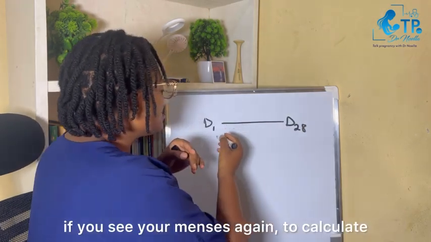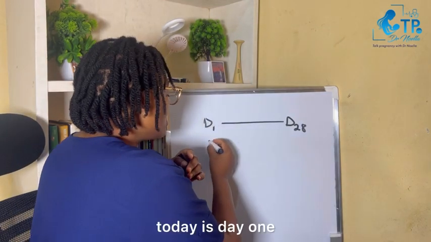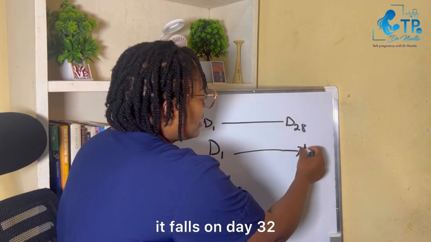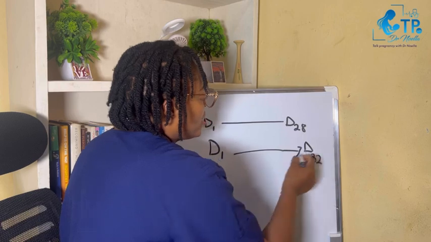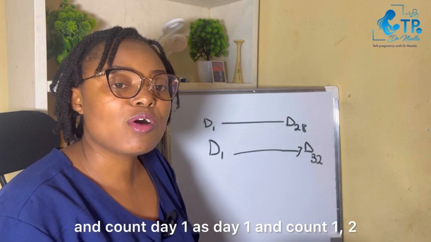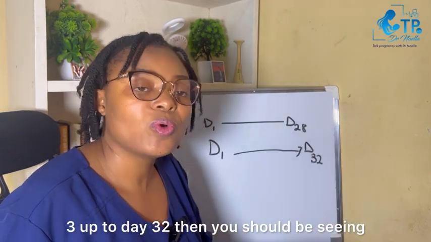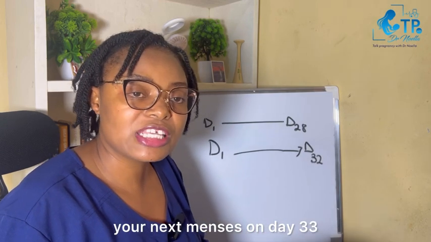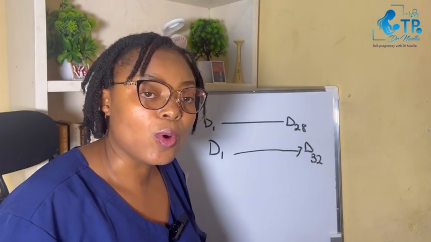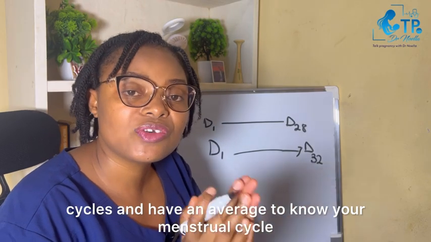Another person might say today is day 1 and the next cycle falls on day 32. So it means that if the person starts bleeding today and counts day 1, 2, 3 up to day 32, then you should be seeing your next menses on day 33, which is day 1 for the next cycle. It's important that you do this for 3 cycles and have an average to know your menstrual cycle.